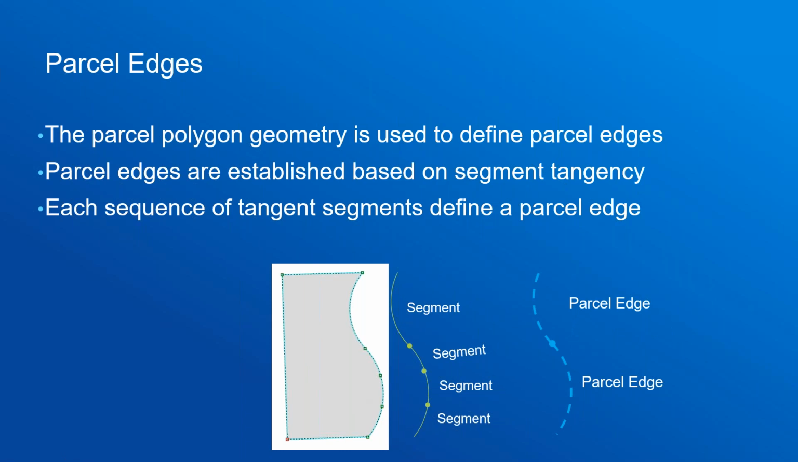Similarly with the circular arc, here we have 2 edges on this east side of the parcel polygon. We have this edge for this single segment, and then where we start curving in the other direction, we have a single parcel edge, because all of these segments are tangent to one another and they all have the same radius. So that's the high-level definition of what we mean by a parcel edge.